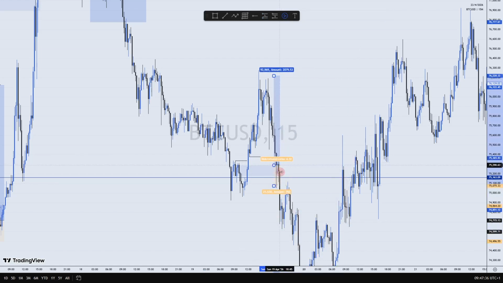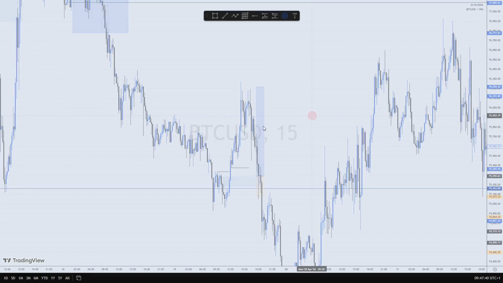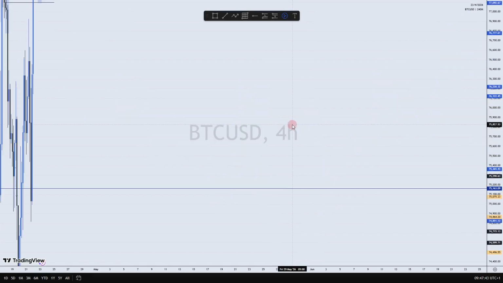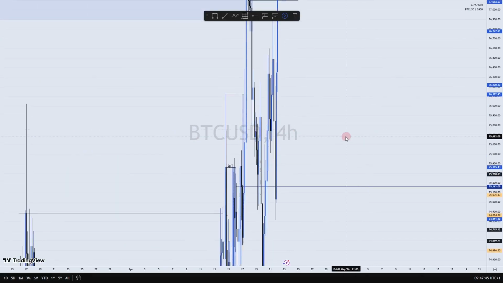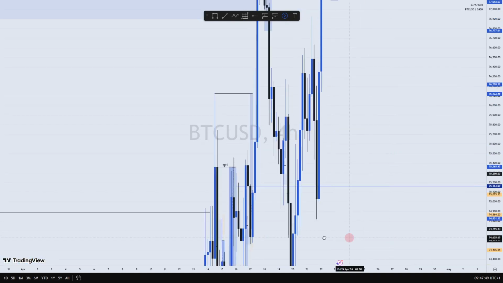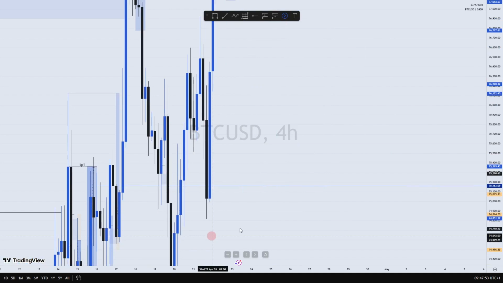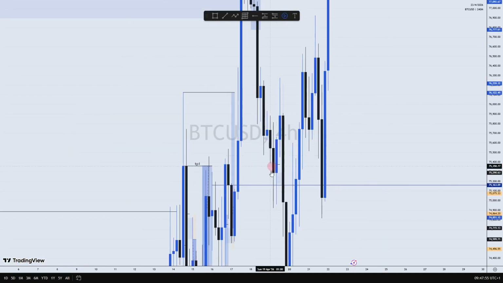But let me check. There's something I used to use to invalidate my setups. Let me just check if it happened. Okay, yeah. Let me just give you this tip. We had this MSS, listen very well. We had this MSS at this zone. There's an MSS at this zone.